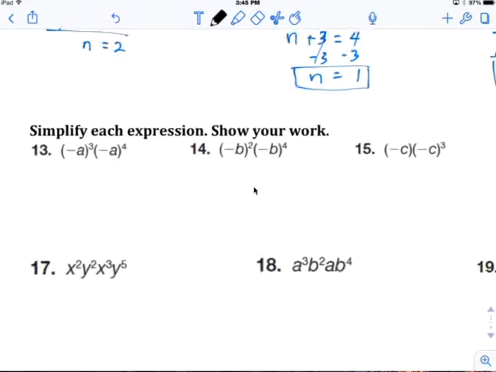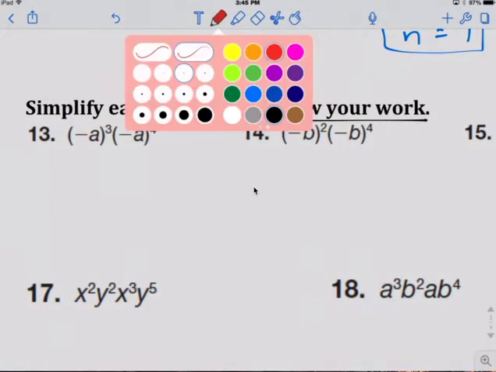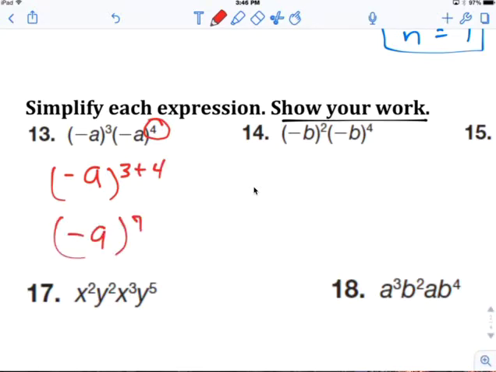Okay, so show your work. Show where your work is, unless you want to write -a four times, three times, and then four times. I need to see this. -a, there's 3 of them, and there's 4 of them there. So -a to the 7th power.